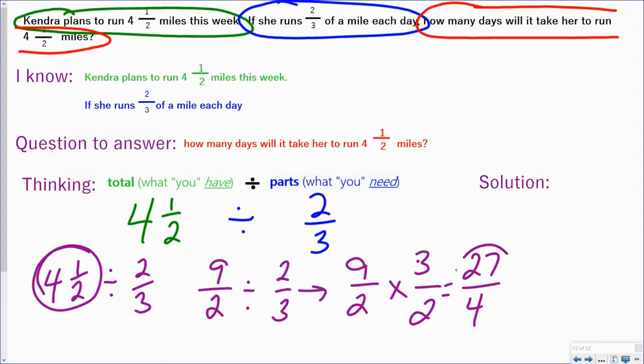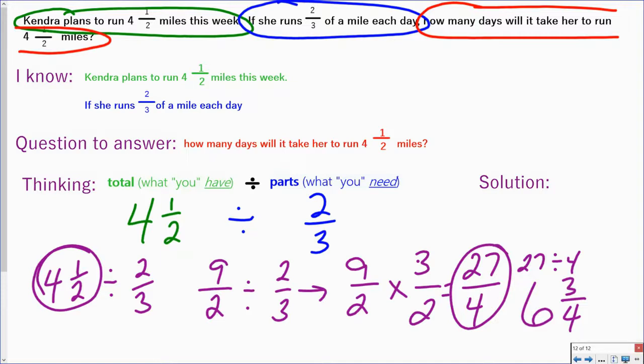Now, this is an improper fraction, which does not help me answer the question. So I need to simplify it down into a mixed number. So again, I'm going to take 27 divided by 4. Well, 4 can go into 27 6 whole times because that's 24. Have 3 left over out of my 4. So I have 6 3/4.